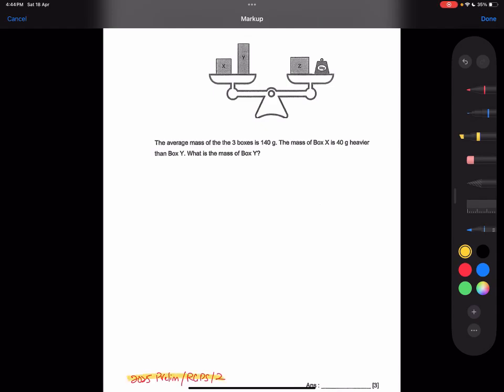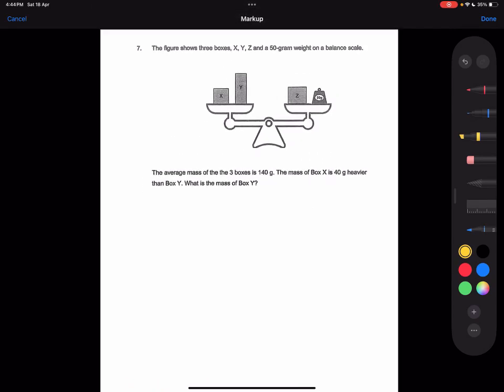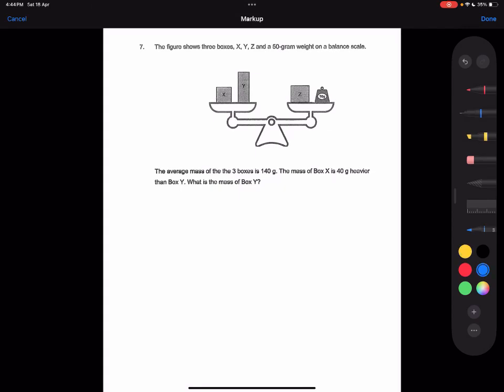2025 Prelim RGPS Paper 2, Question 7. The figure shows 3 boxes X, Y, Z and a 50-gram weight on a balance scale. The average mass of the 3 boxes is 140 gram. The mass of box X is 40 gram heavier than box Y. What's the mass of box Y?